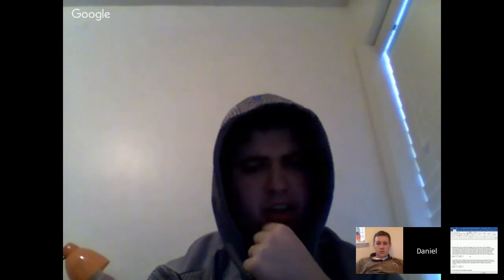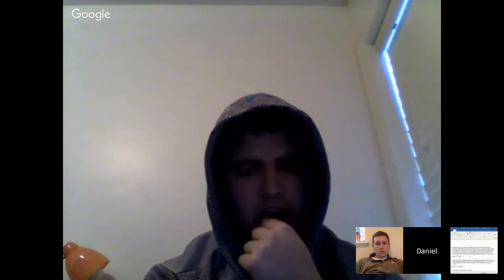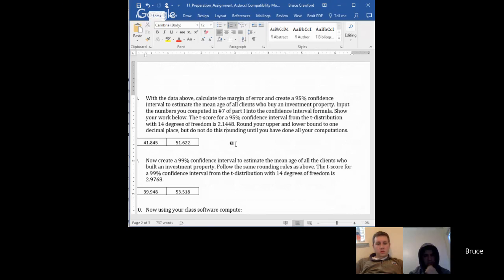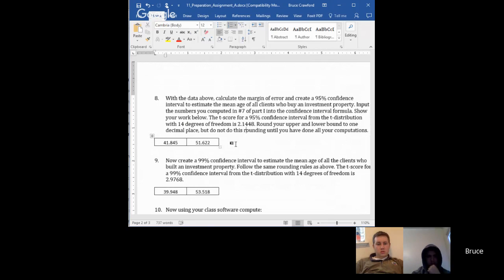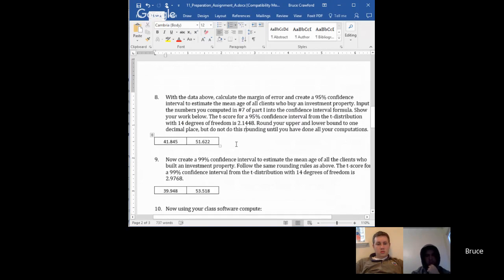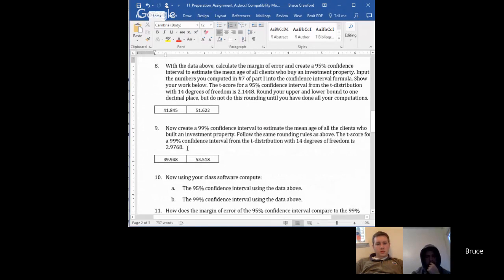I wonder if that's like the shaded region though, or something, like on the applet. I have no idea because I just don't know where that 2.1448 is coming from. I have no idea either. I just ignored them. The same thing on number 9, but it's 2.9768. No idea what that is. Okay, well, that makes me happy though. At least it's just under the square root of 15.